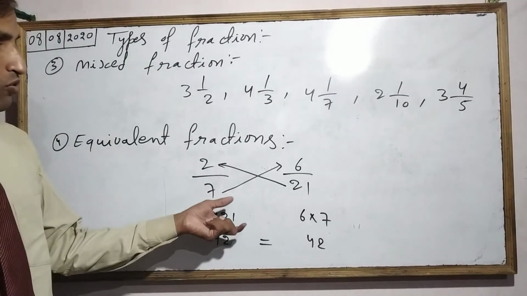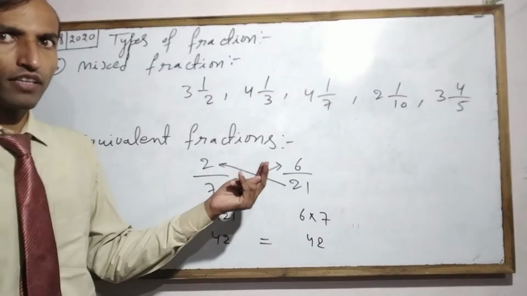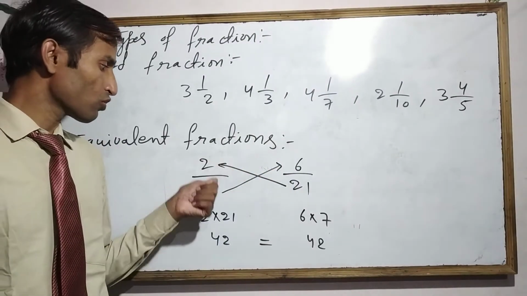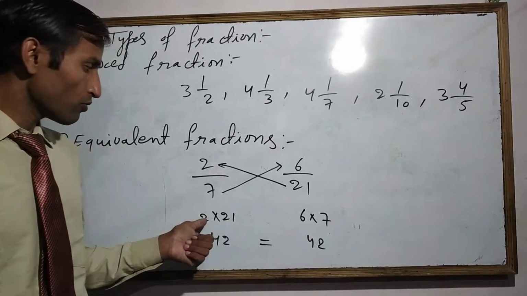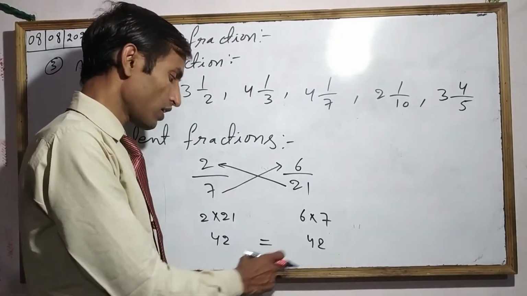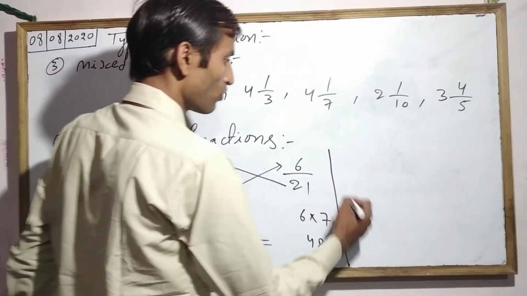So like that you have to check whatever two fractions are given, whether they are equivalent or not. Just do cross multiplication, and if both sides are the same, means LHS and RHS are both equal, then it is called an equivalent fraction. Okay, you can take one more example also.